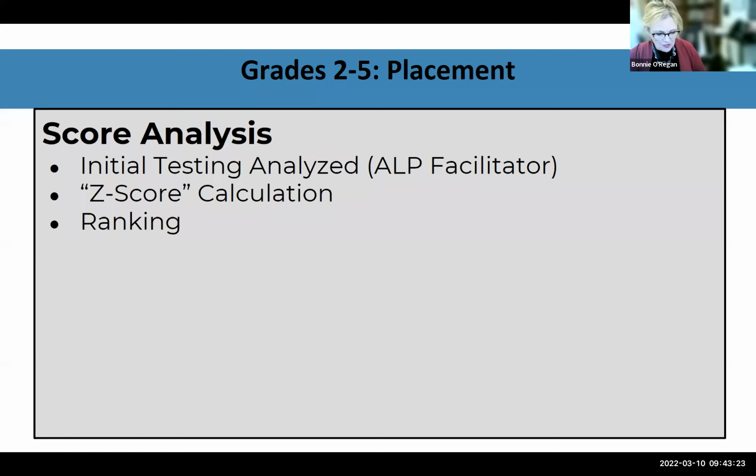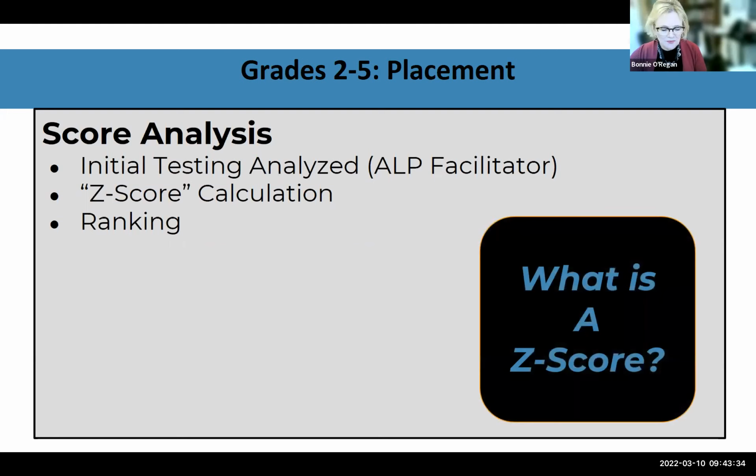Students' tests are scored, and these scores are further analyzed. A Z-score is calculated for each assessment, and the 3 Z-scores are averaged. What is a Z-score, you ask? Well, this statistical calculation explains and quantifies how a student performs in relation to the class, school, and district average.